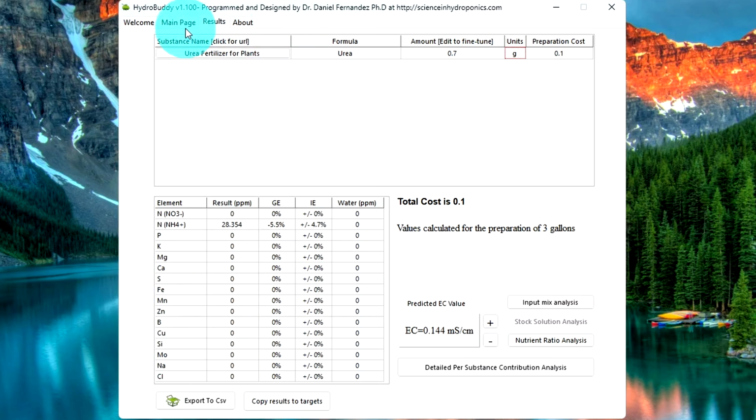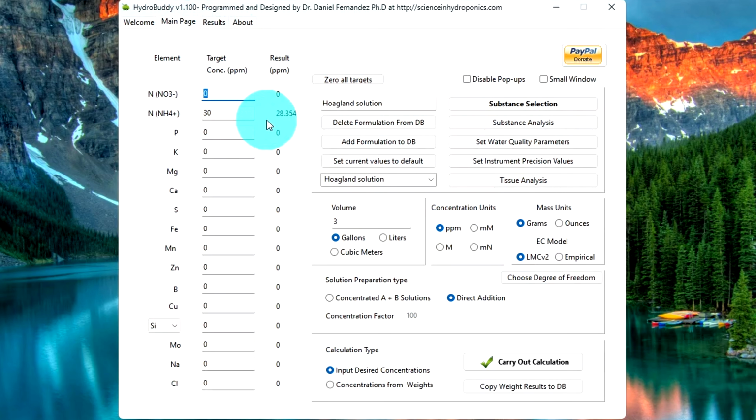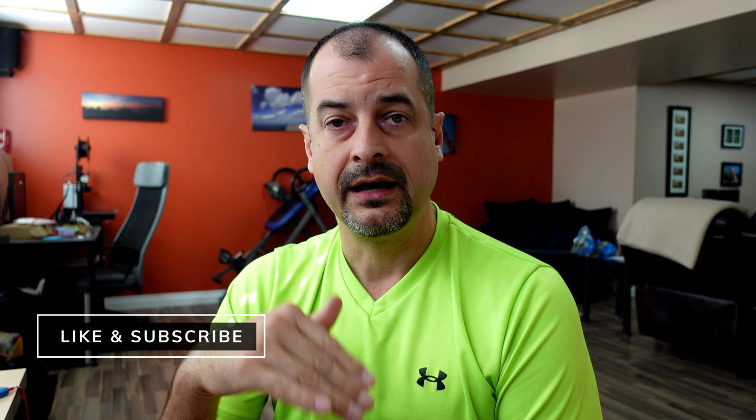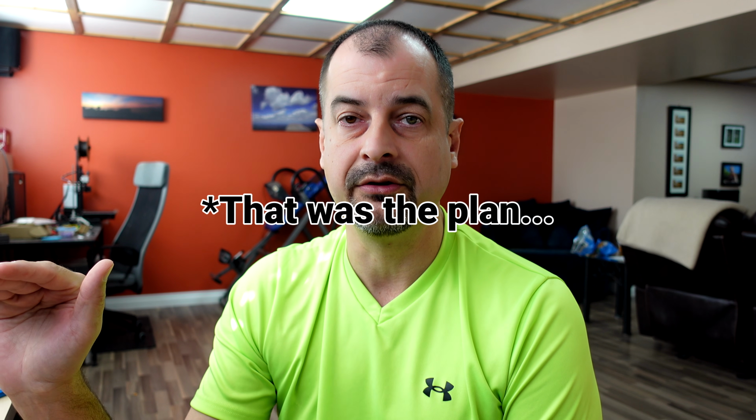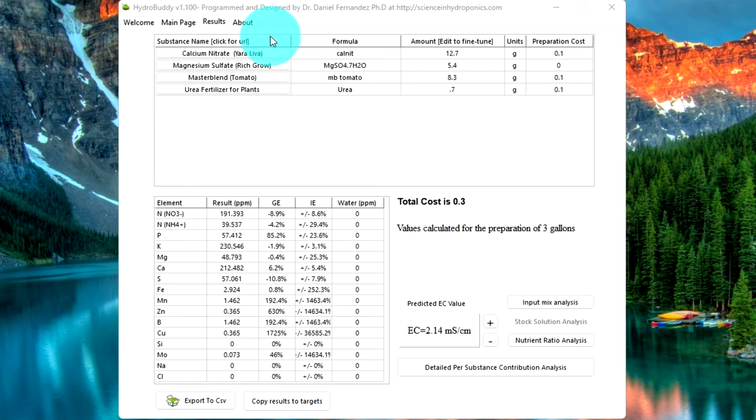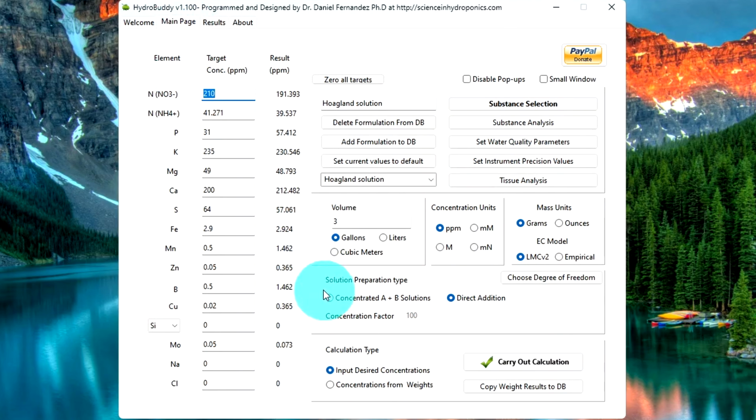And at 0.7, that gives me 28.354 parts per million of nitrogen. I'm going to do this every single day until we see some kind of result. At that point, I'm not going to add any more nitrogen, and we'll let it run that way for the remainder of the test.